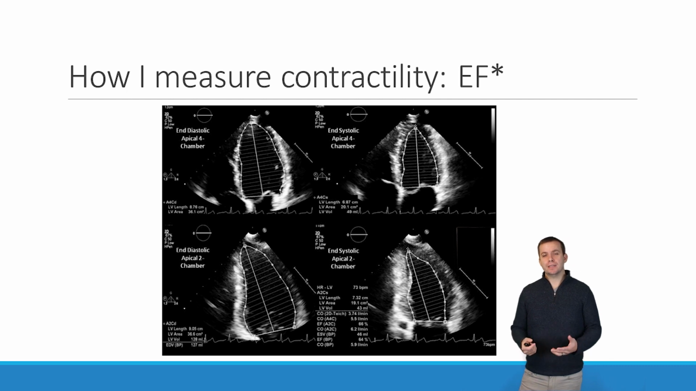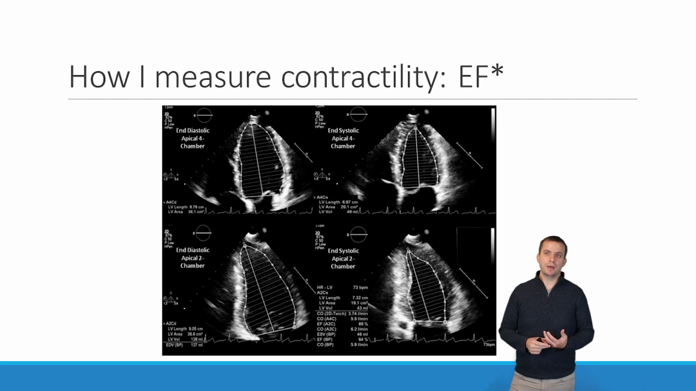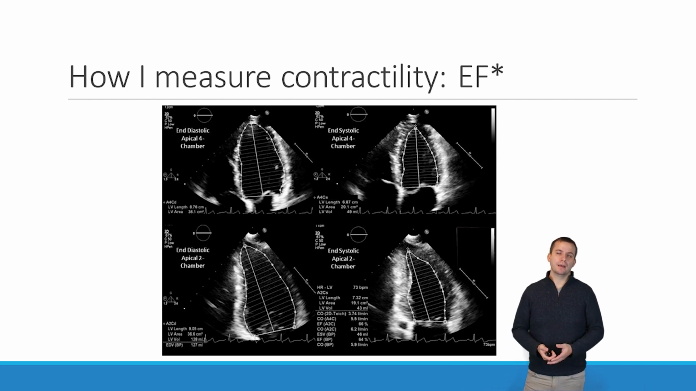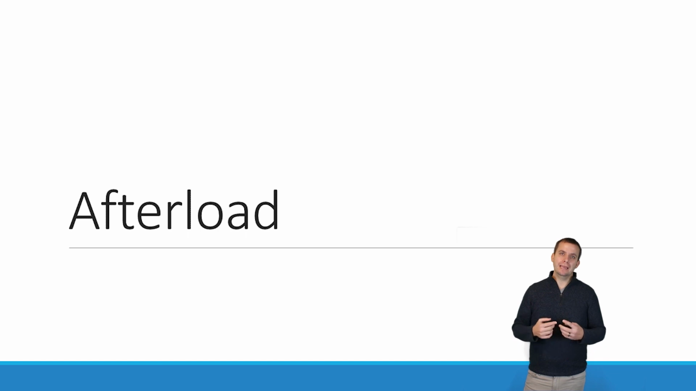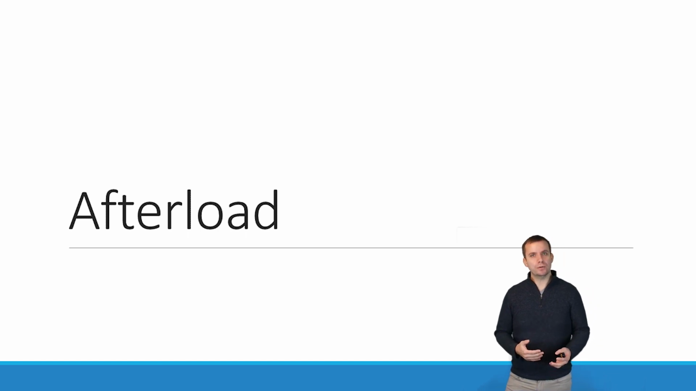This is how I measure it. Like I said before, I typically will look at EF just because it's the easiest to find and the easiest to reproduce. It is not contractility, it is function, but it will give you data to help decide what you need to manipulate in order to improve oxygen delivery. The next thing we're going to talk about is afterload.